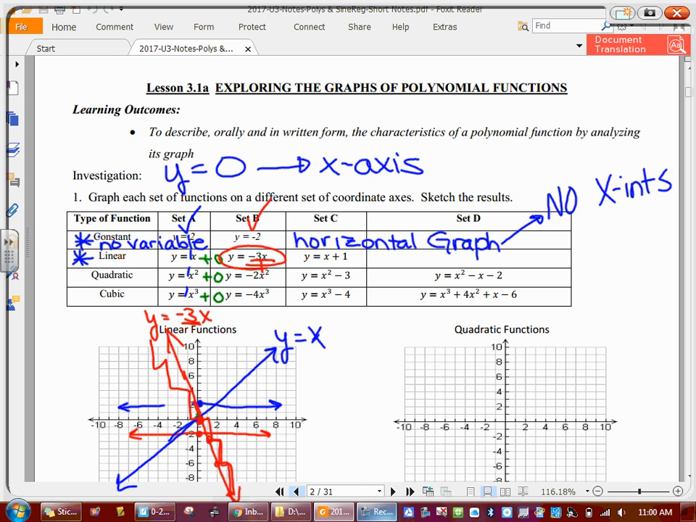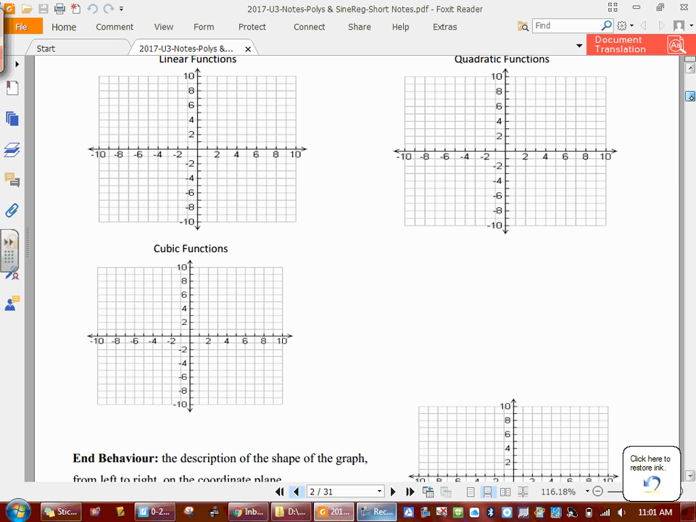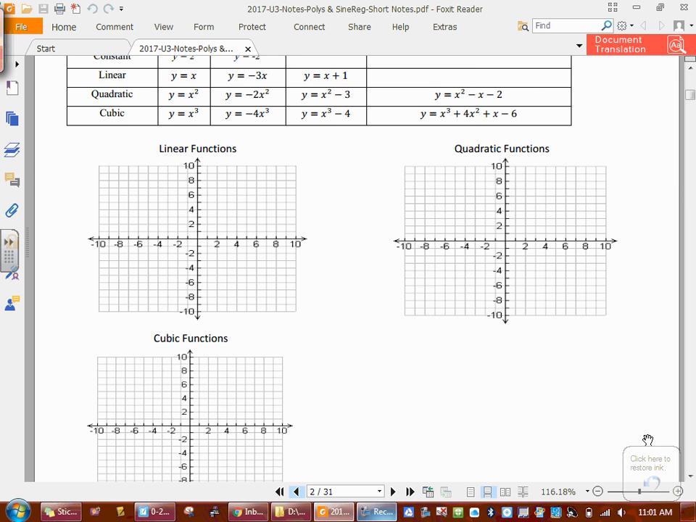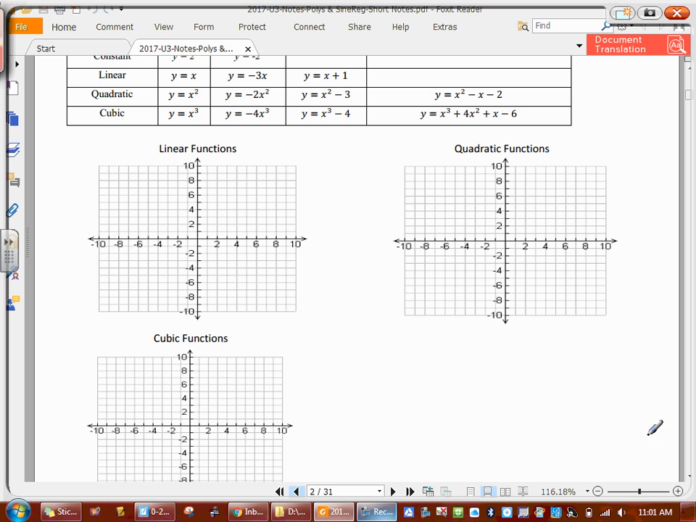All right, I'm just going to clear it, and I'm going to move it up for you so it looks a lot neater. Okay, so now we've got our linear functions. We have this basic linear function, our y equals x from set A, which is our blue. Then we have our red one, which was doing this. Really, really steep.